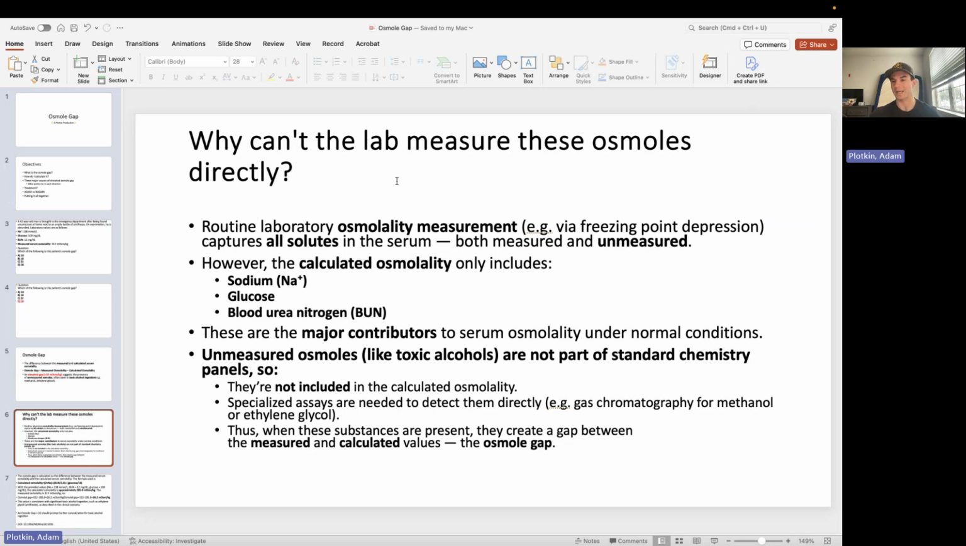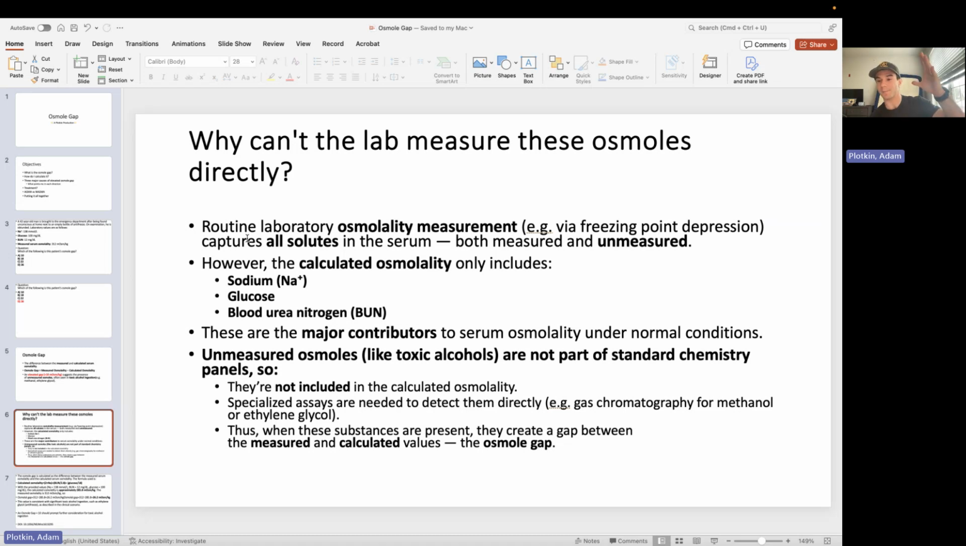Why can't the lab measure these osmoles directly? Or like, what's going on here? Why do I get this gap? Well, when I send the blood to the lab, the routine lab osmolality measurement captures all the solutes in the serum, both the measured and the unmeasured. It can't tell me what this unmeasured is, but it will calculate every solute in the blood. When I calculate the osmolality, I'm only taking into account sodium, glucose, BUN, and if I have it, the ethanol. So I'm missing this unmeasured osmole if it's present in the system. The lab is able to pick up on it.